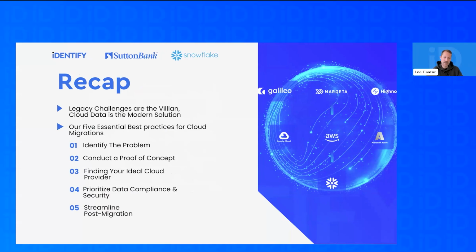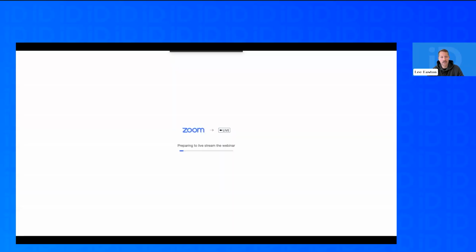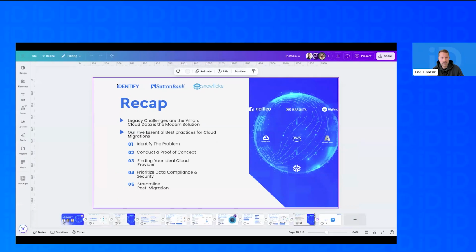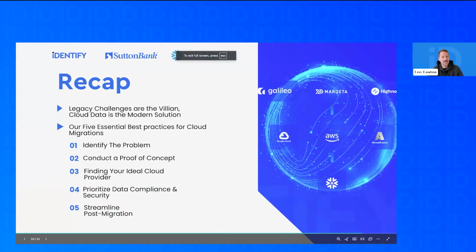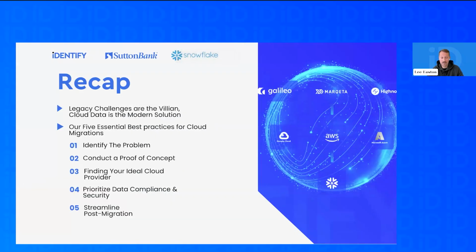So we did discuss the problem here that we are seeing in the industry that Identify is focused on solving. But most importantly, we wanted to provide our audience today with 5 tips for working on a cloud migration. So I think we're seeing, so identify the problem, conduct a proof of concept, find your ideal cloud partner, cloud provider, prioritize compliance. It's a really big one. And then streamline post migration.